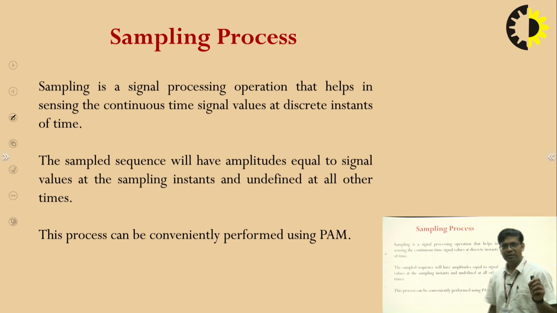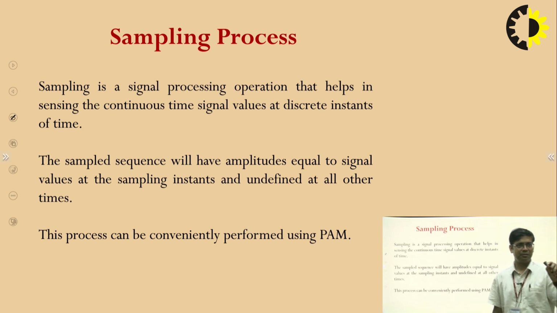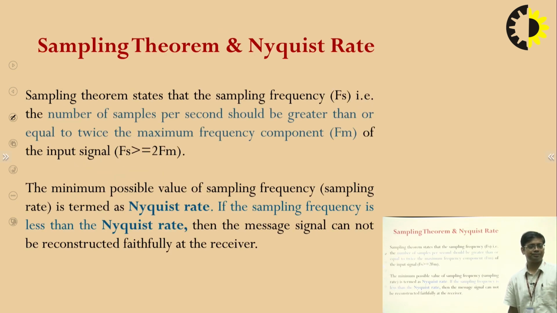And whenever we take the samples, then the sample value will be equal to the value of the analog continuous message signal at that time. And this process can be conveniently performed using pulse amplitude modulation. Now, the sampling theorem states that the sampling frequency, or the number of samples per second, should be greater than or equal to twice the maximum frequency component of the input signal.